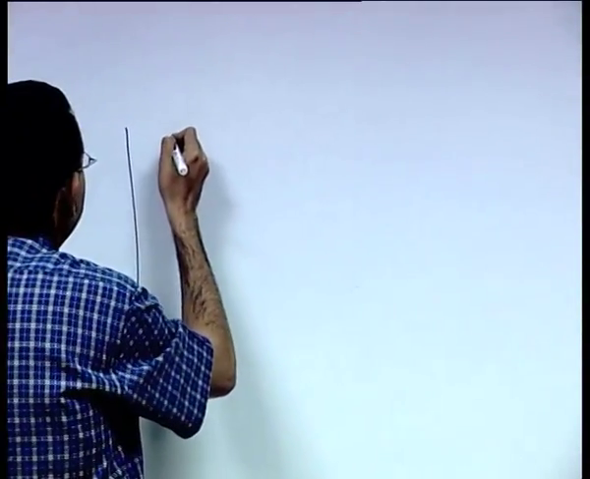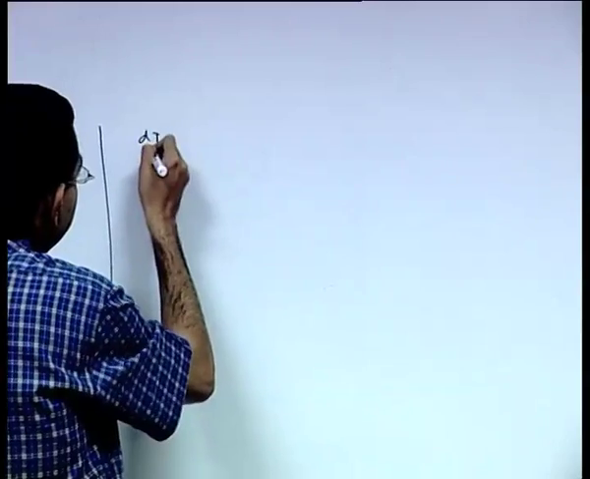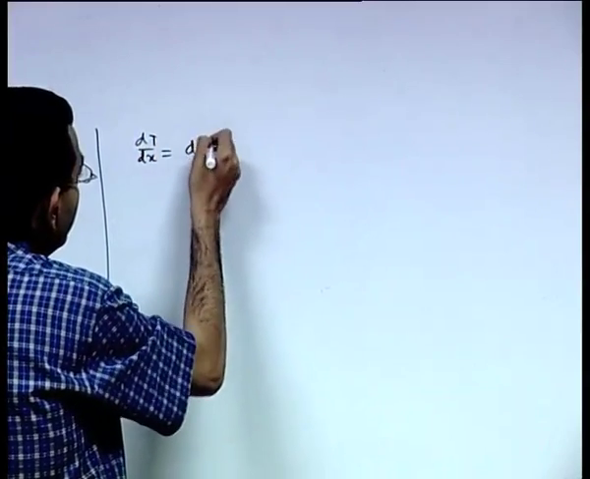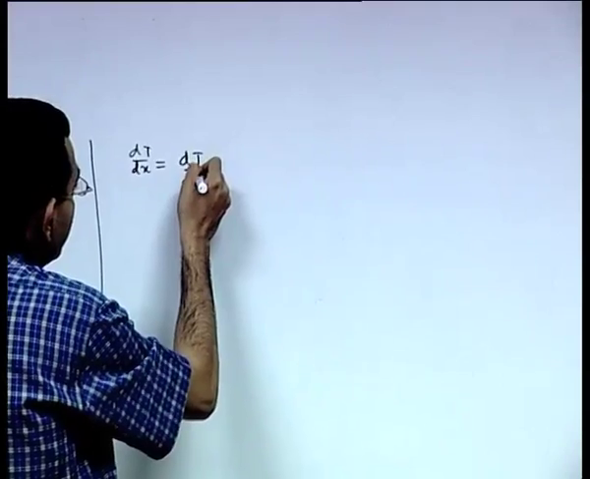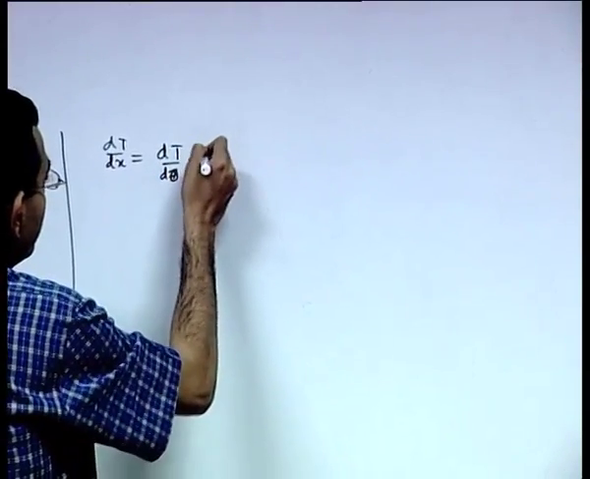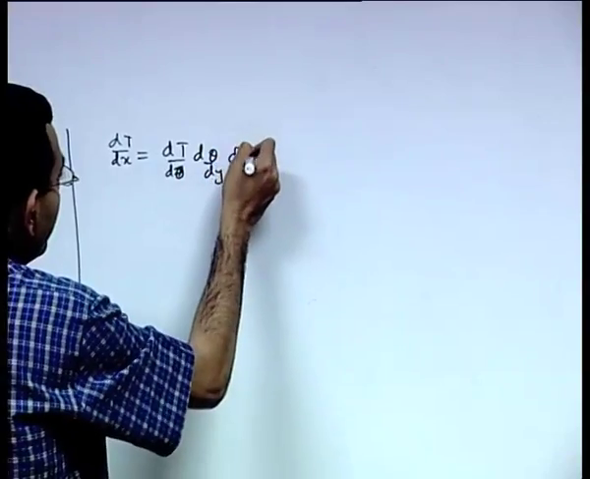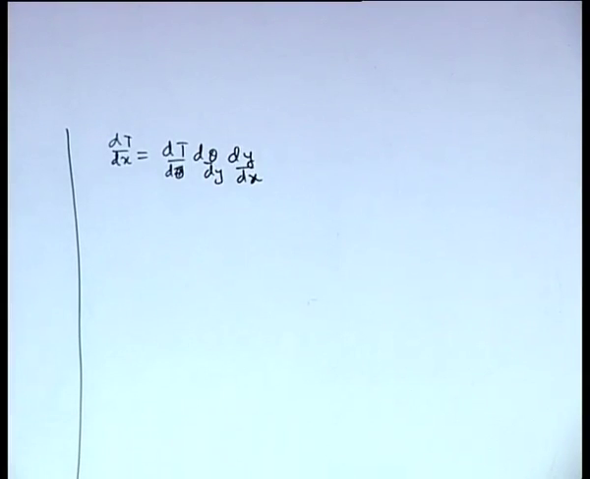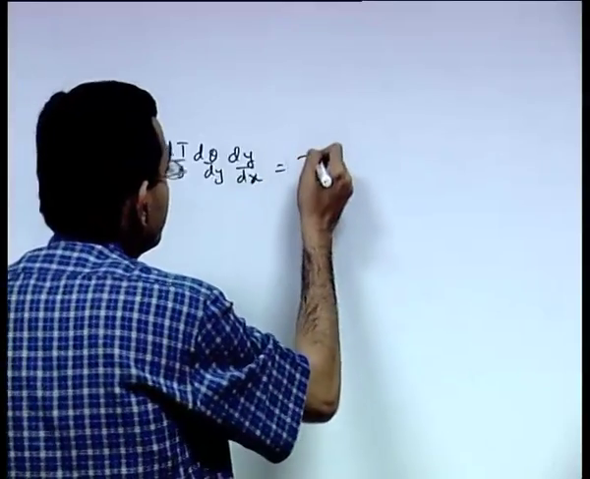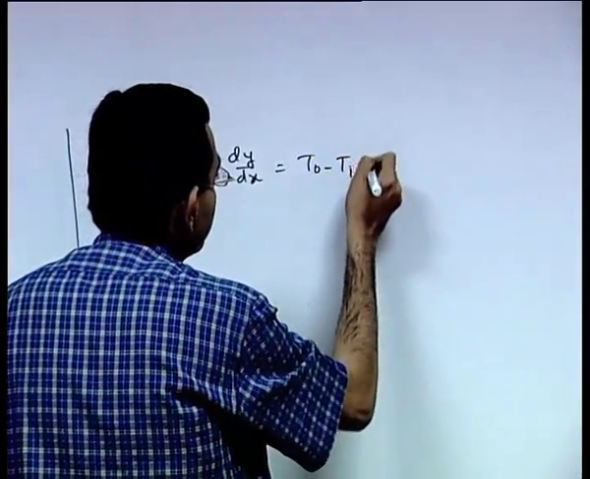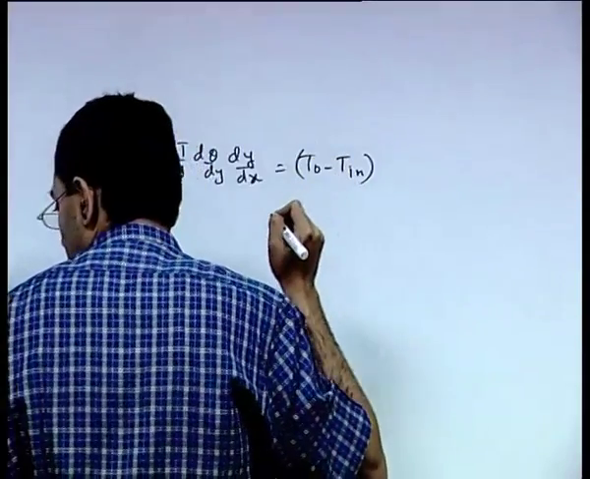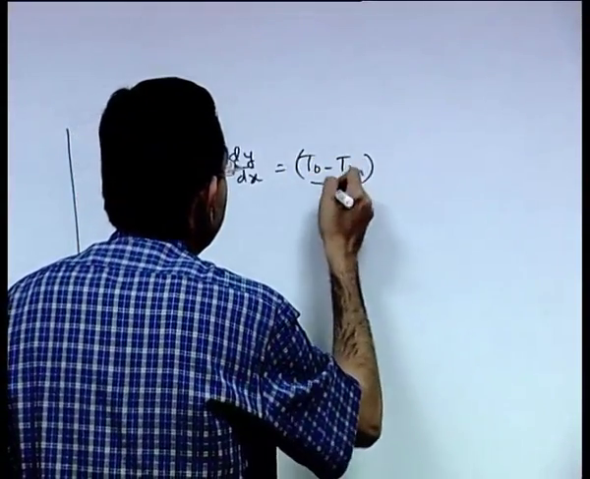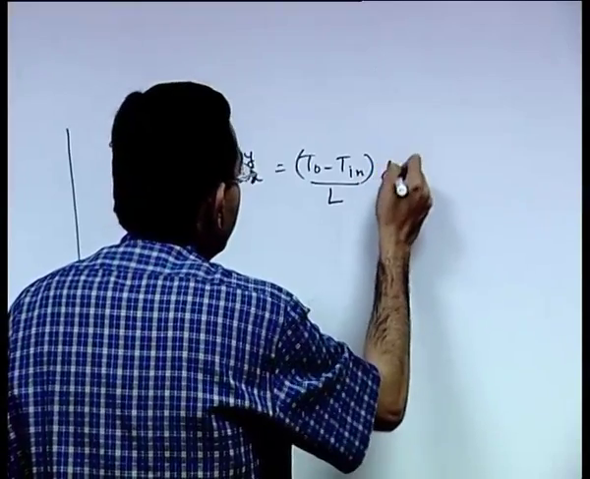So first is dT/dx. dT/dx is dT/d theta into d theta/dy into dy/dx. So dT/d theta is T0 minus T in, and dy/dx is 1 by L. So dT/dx is T0 minus T in by L into d theta/dy.